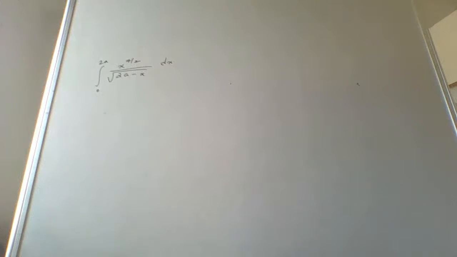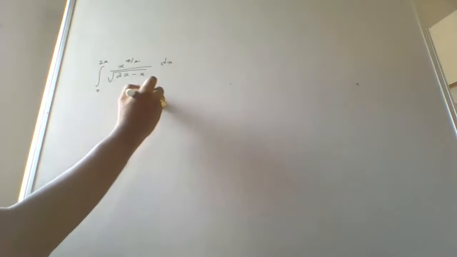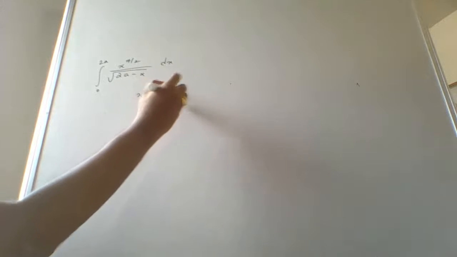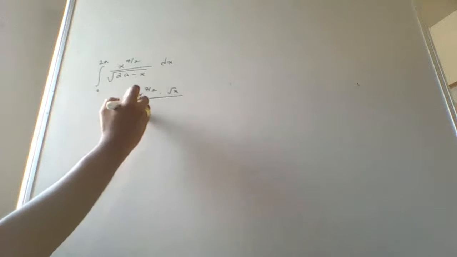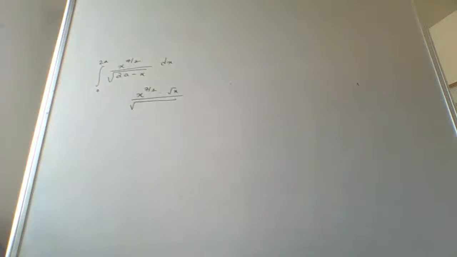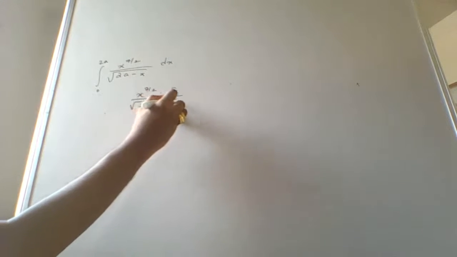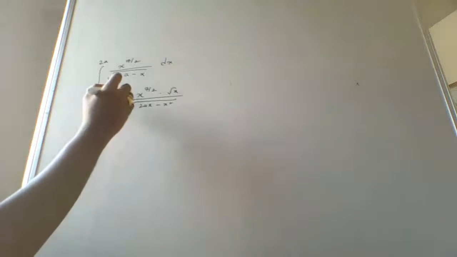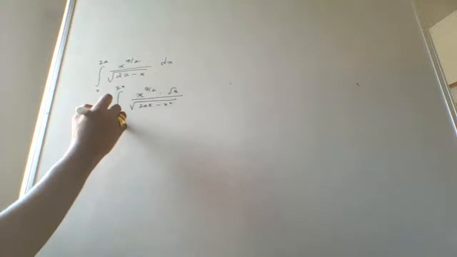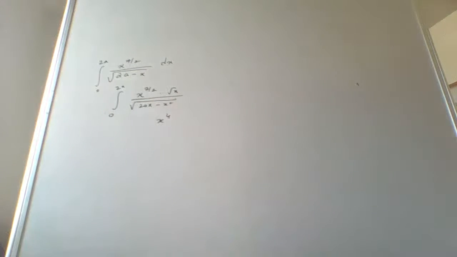Now if I try to have this form as 7 by 2 and root x. Also, if I take x inside here, that becomes 2ax minus x square. I have multiplied and divided by root x here. That's what I have done. Now this is 7 by 2 and 1 by 2, which is 8 by 2, which is 4. So this is x power 4.